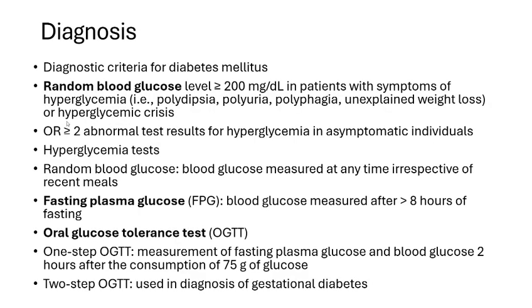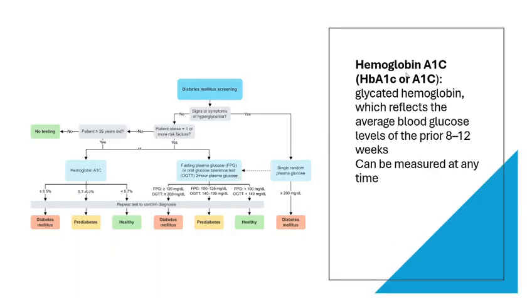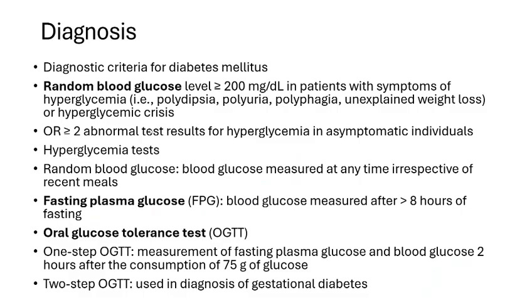Coming to the diagnosis part of diabetes mellitus. Here, the diagnostic criteria include random blood glucose levels, fasting plasma glucose, oral glucose tolerance test, and hemoglobin A1C. Coming to random blood glucose. Here, the random blood glucose levels are more than 200 milligrams per deciliter in patients with symptoms of hyperglycemia. Okay, these tests can be measured at any time irrespective of recent meals.